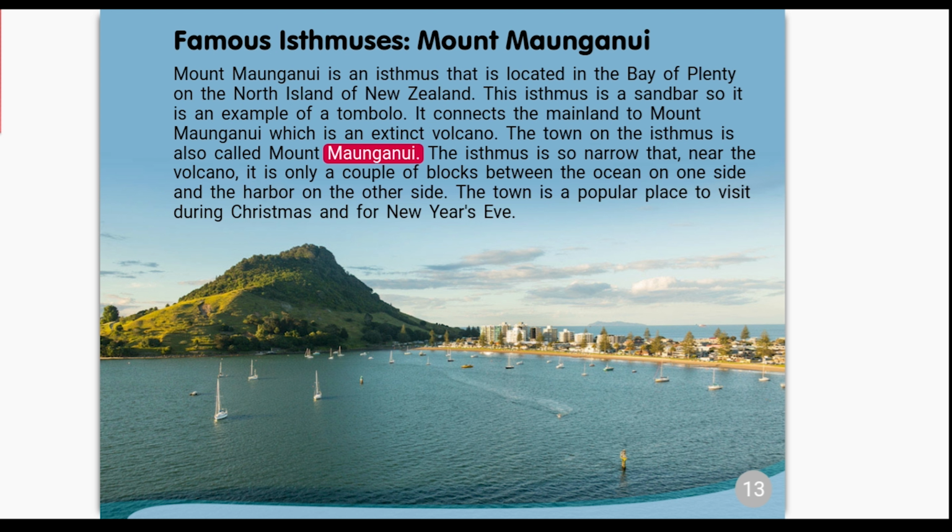The isthmus is so narrow that near the volcano it is only a couple of blocks between the ocean on one side and the harbor on the other side. The town is a popular place to visit during Christmas and for New Year's Eve.